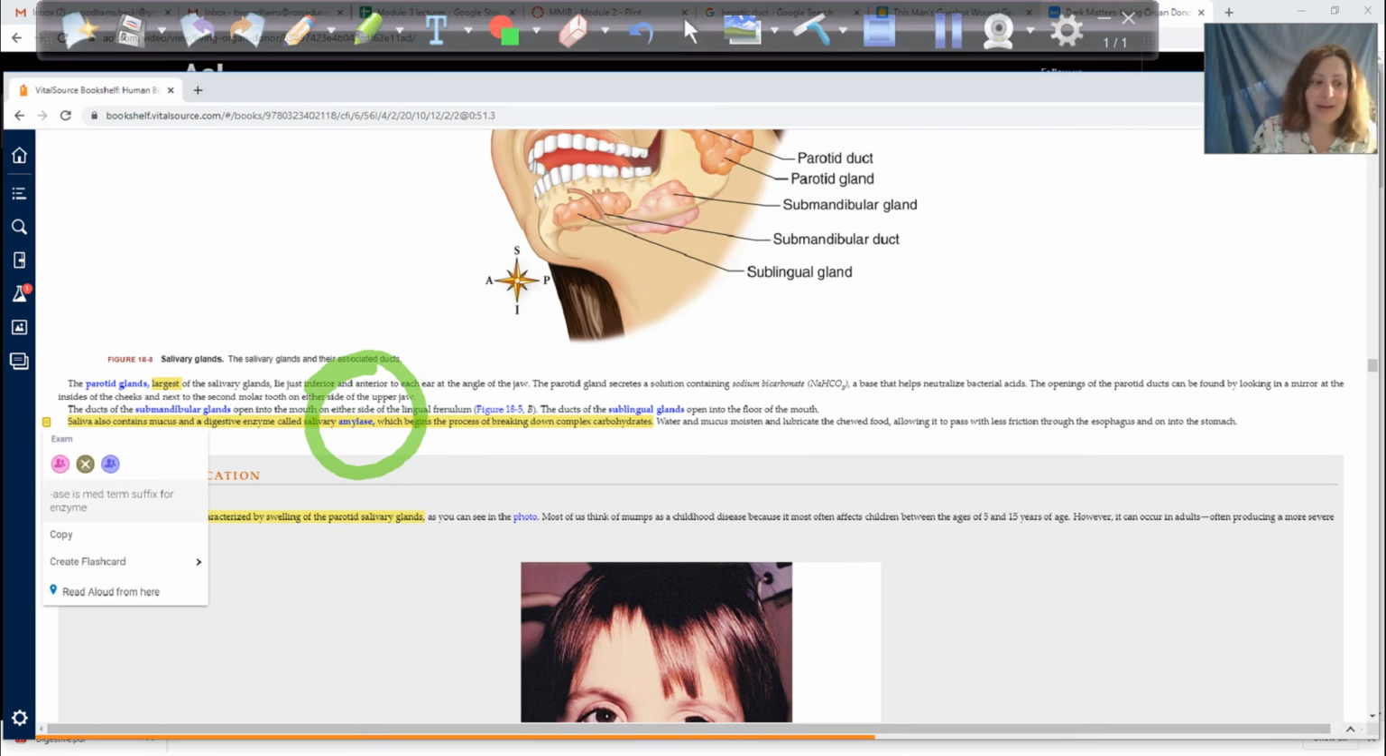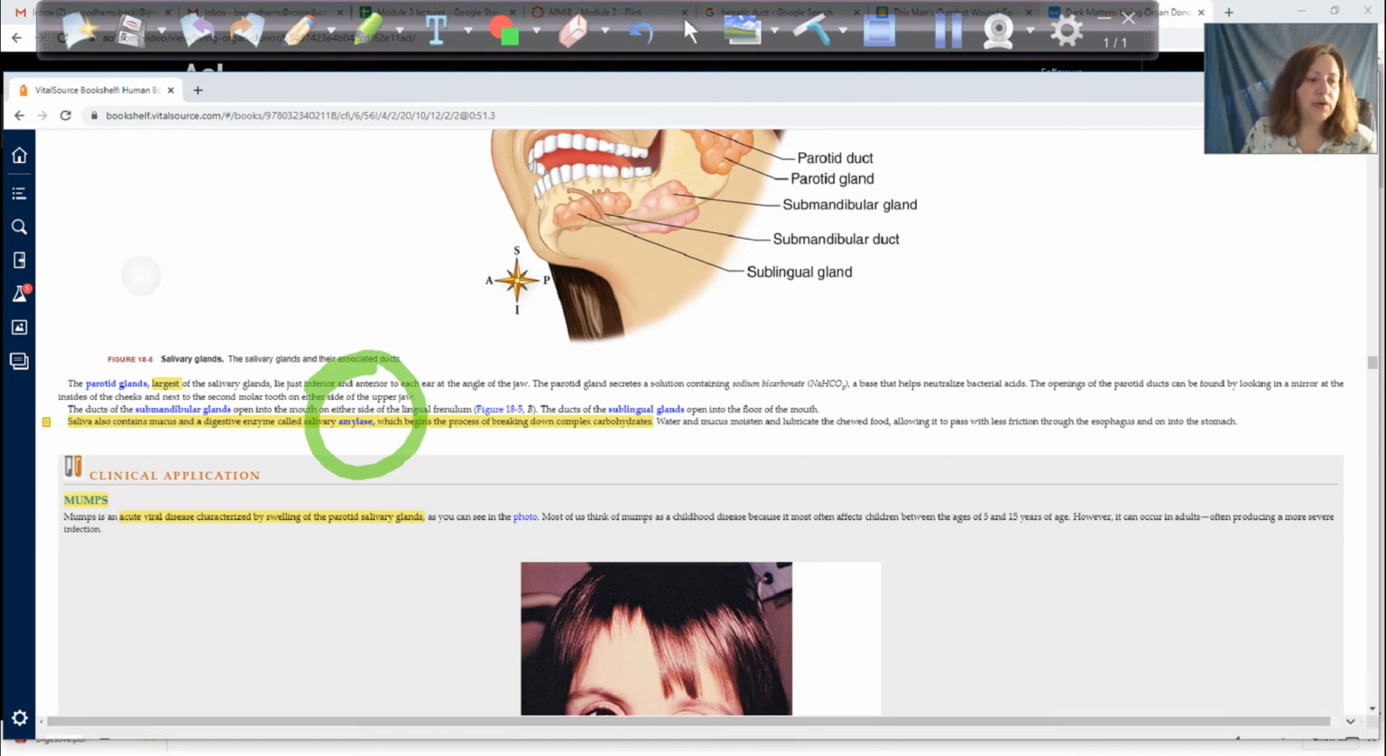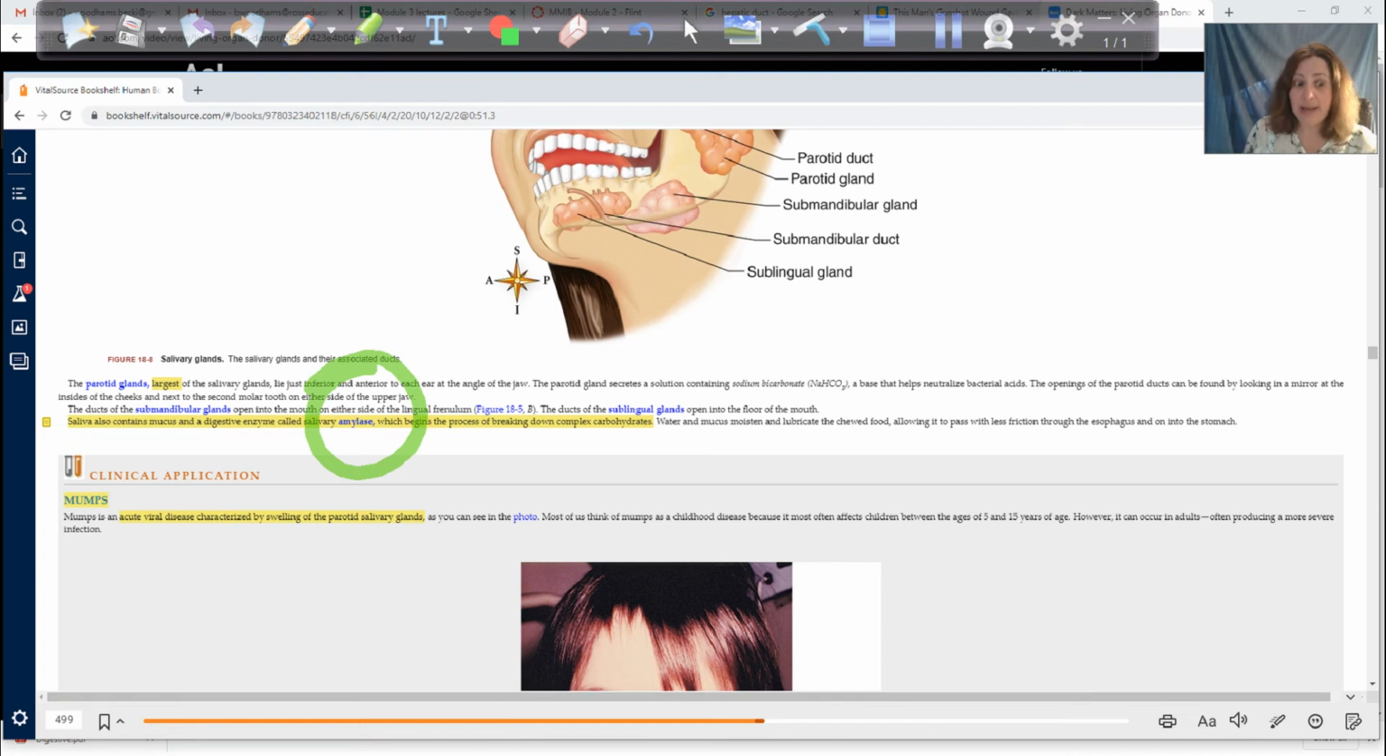ASE is the medical term suffix for enzyme. So anytime you see a word that ends in ASE, you know it's an enzyme. Later in the chapter, we talk about lipase, we talk about protease. Lipase is for fat, protease is for protein, and those are enzymes as well because they end in the ASE. So you always know when you see that it's an enzyme.